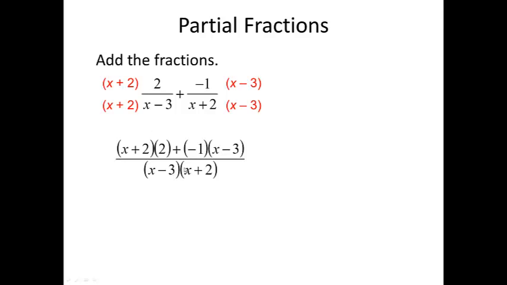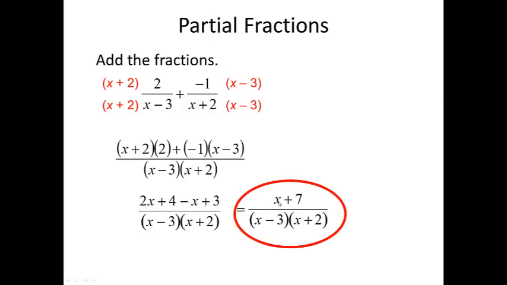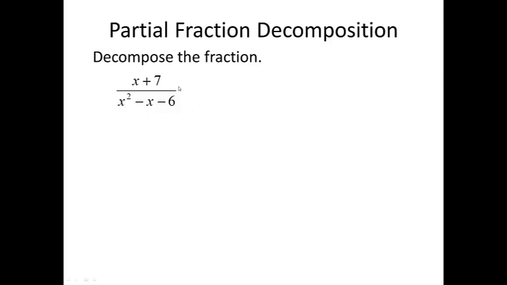We have this set up here. Distributing the 2 and distributing the negative 1, I get this down here. Combining my like terms, I get x plus 7 over x minus 3 times x plus 2. Now that was in Algebra 1. Now we're going to learn to take this apart. What if I gave you this and asked you to decompose, break it up into two fractions like this, going backwards? Okay, let's start with what we just got.